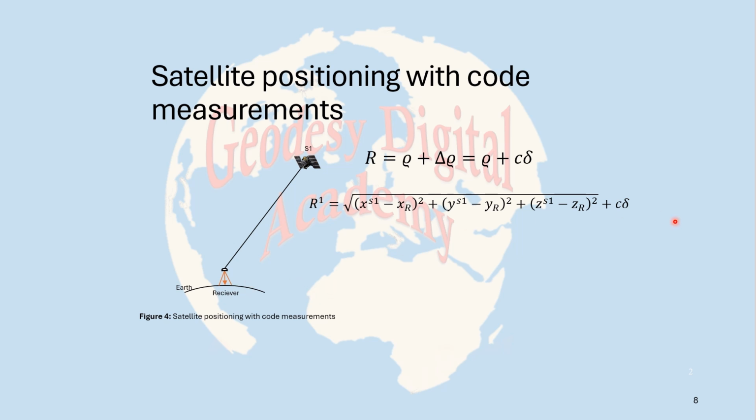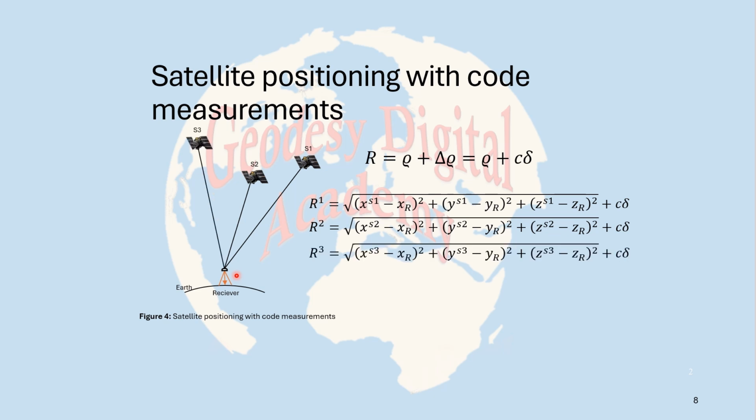But in any case, when we do this code measurement for one satellite, we observe that we have one equation and 4 unknowns. So we cannot solve this equation with only one satellite. So we have to add another satellite. Now we have 2 equations and 4 unknowns. Not enough. I add another satellite. Now I have 3 equations, 4 unknowns. Not enough. Now I have 4 satellites, or 4 equations and 4 unknowns.